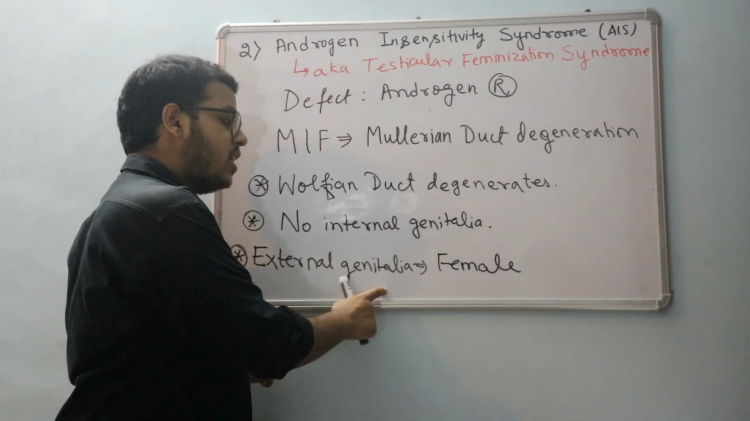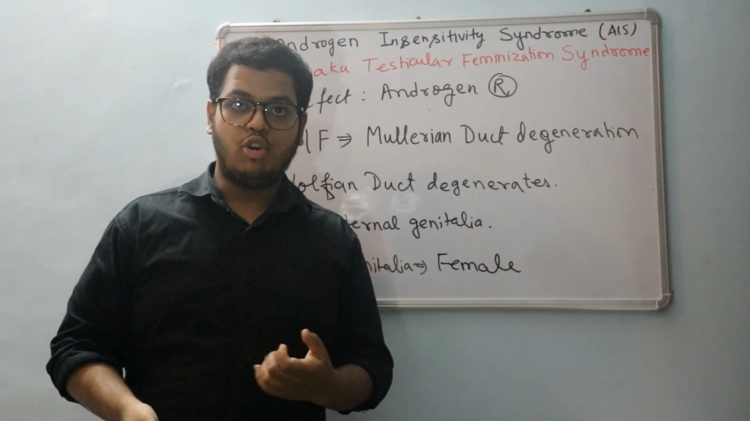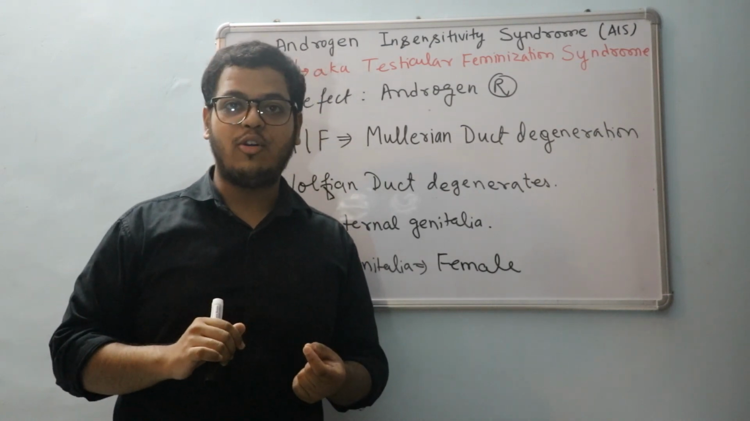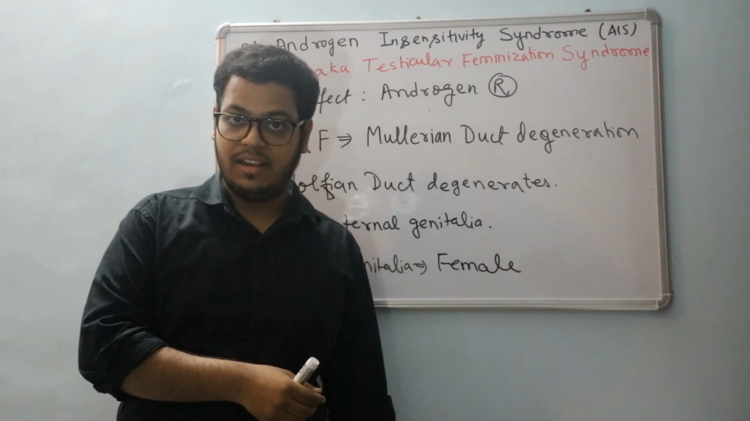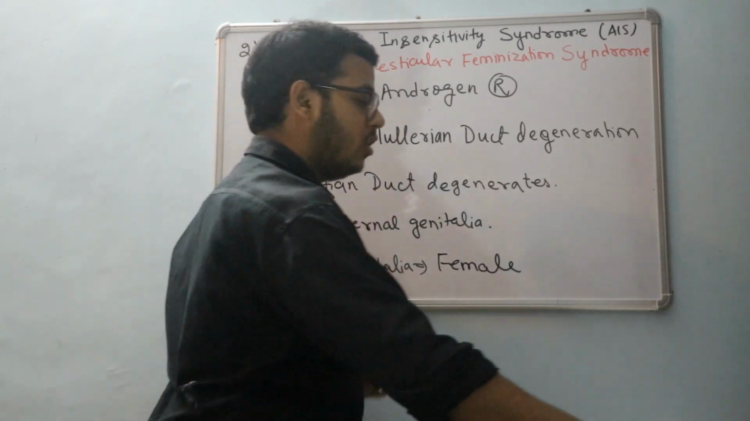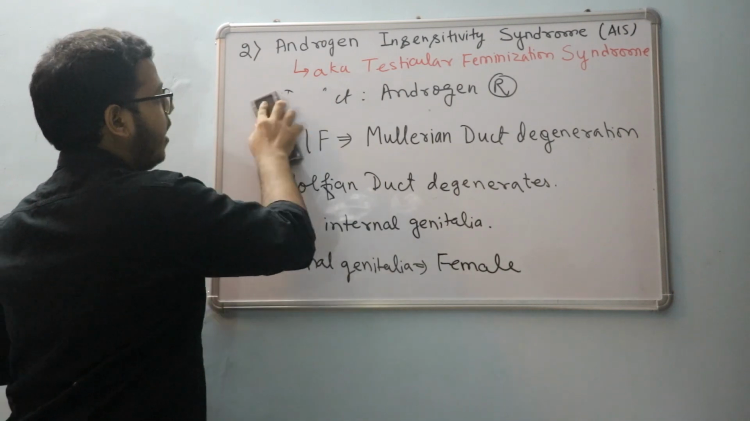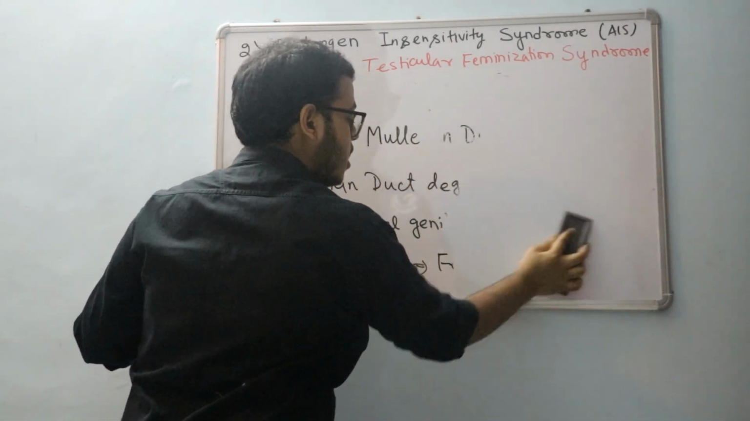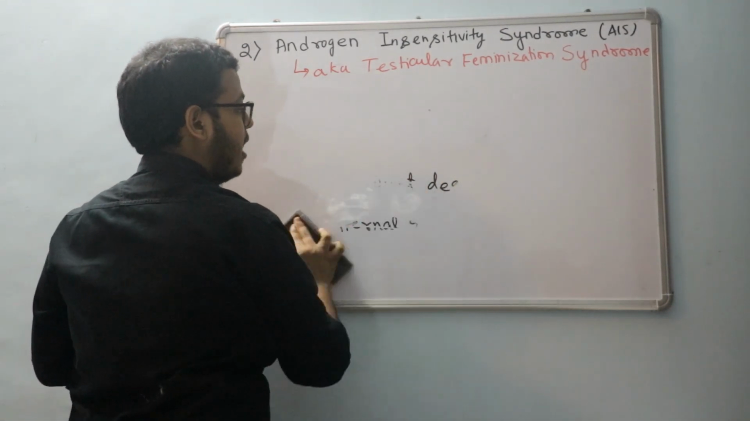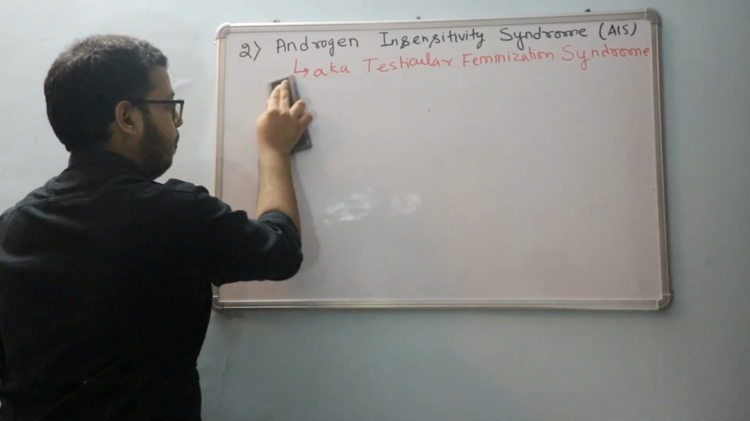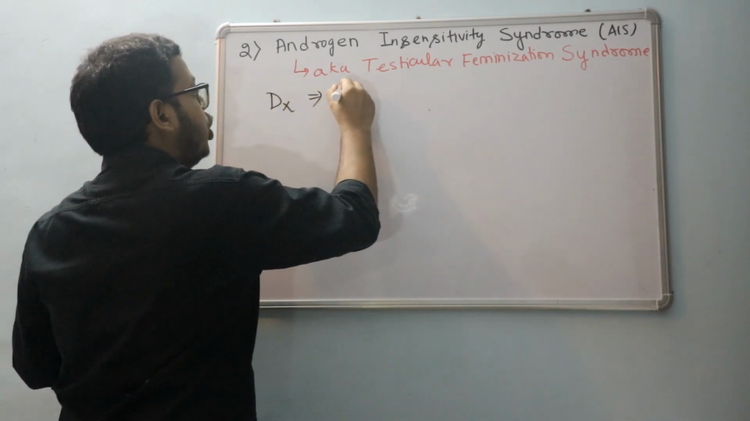But since the external genitalia is female, at birth we won't be able to diagnose. Nobody is going to do hysterosalpingography, HSG, or any USG at birth itself. So we will not be able to diagnose this. At birth it will present as a normal female child. I'll remove this and tell what happens further when it is diagnosed. It will be diagnosed at the time of puberty, due to amenorrhea.